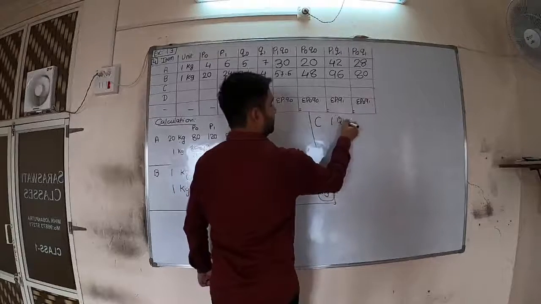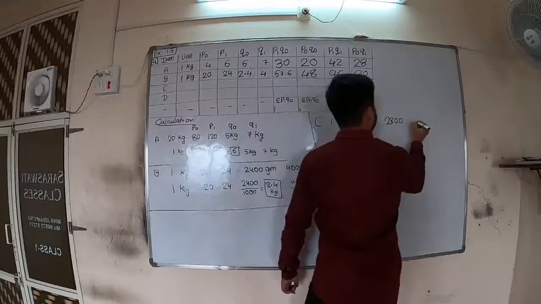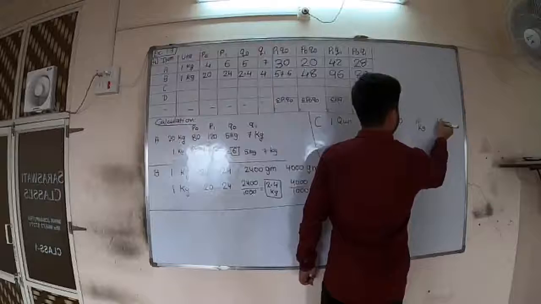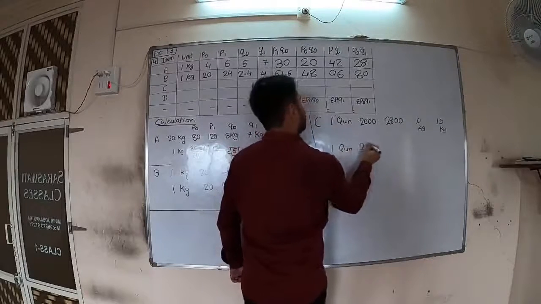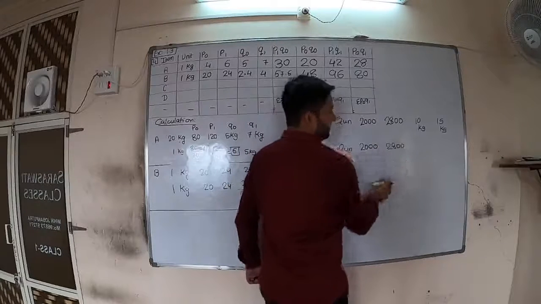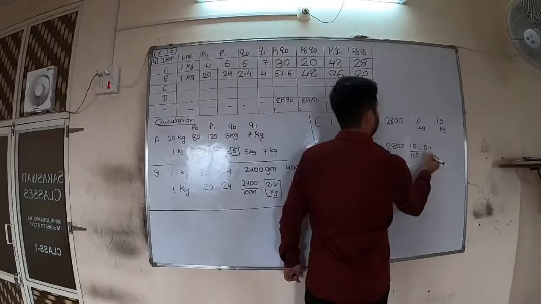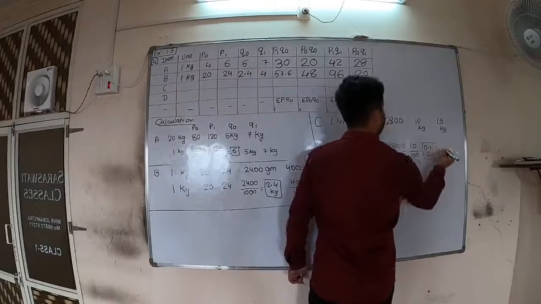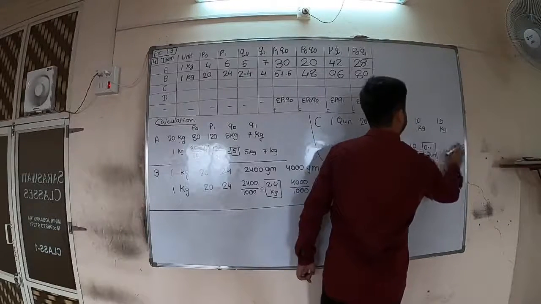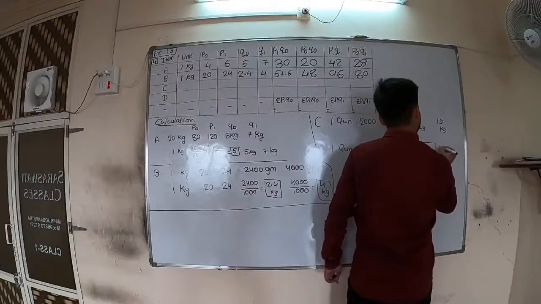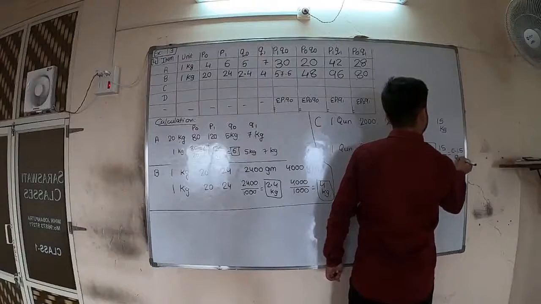Item C, 1 quintal, 2,000, 2,800, 10 kg, 15 kg. Now what we were doing: 1 quintal, 2,000, 2,800. Now this is a small unit, 10 by 100 is equal to 0.1 quintal. 15 by 100 is 0.15 quintal.